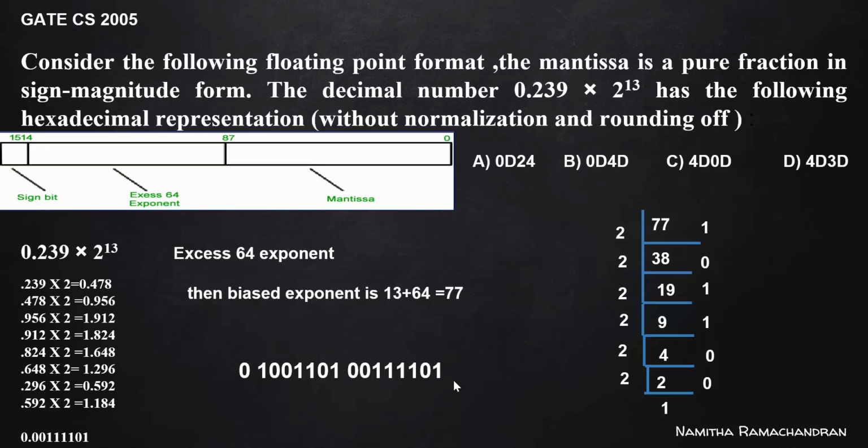00111101. Okay, now we can group this from right to left and assign for different group its equivalent hexadecimal form. So this 4 bit is equivalent to D. Next 0111 is equivalent to 7, 0011 equivalent to 3. Next 1101 again equivalent to D. 0100 equivalent to 4. So which option is the right answer? D.